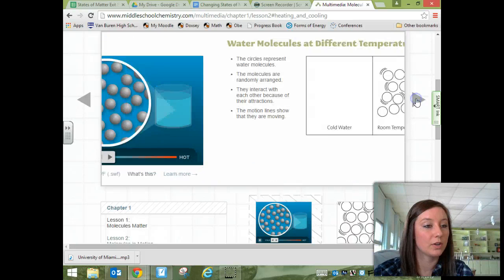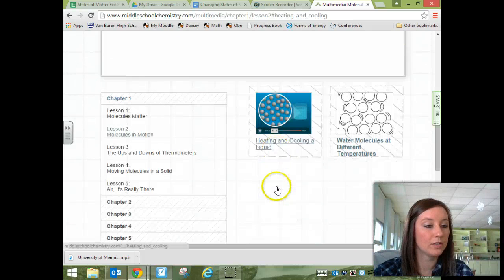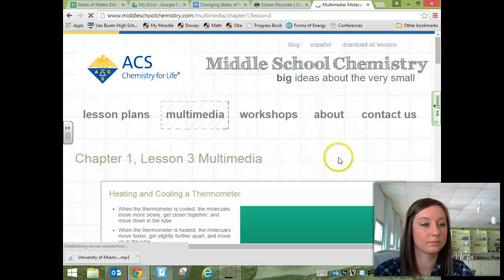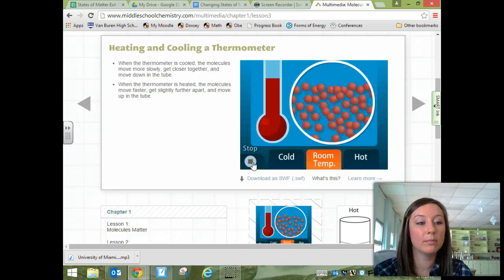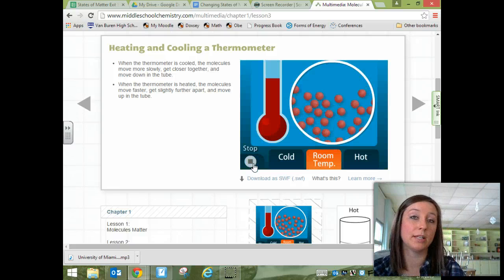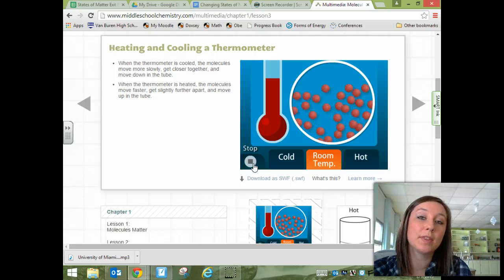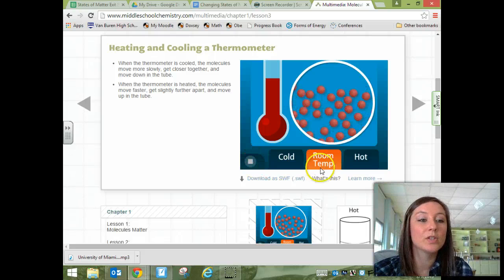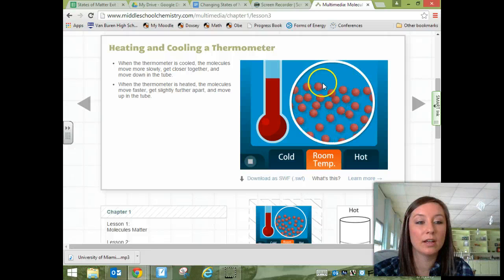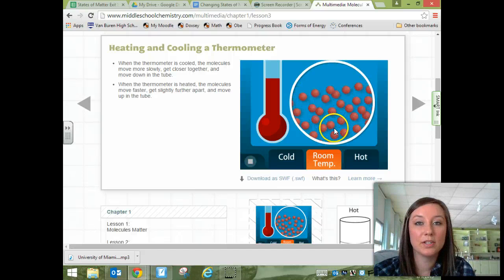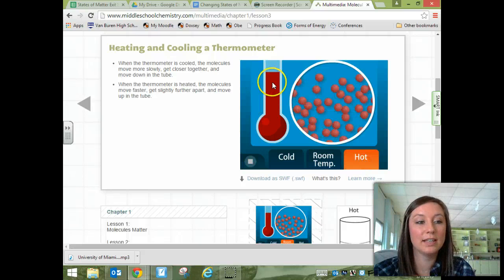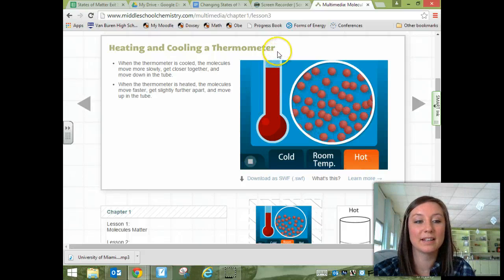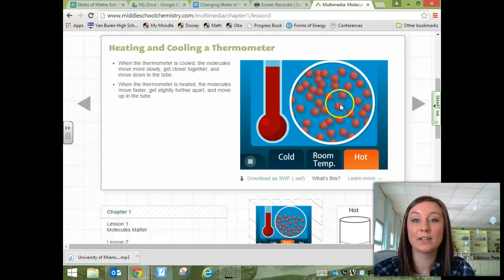The other thing that I want to show you has to do with thermometers. And so you can see the heating and cooling of a thermometer. Now, our thermometers used to be filled with mercury, but mercury is hazardous to us. So now it's actually filled with alcohol that is dyed red. So at room temperature, here are the particles in a liquid. As we put that thermometer into a substance that has a lot of thermal energy, it gets hotter. And so you can see that the liquid expands because the particles are moving faster and start to spread out a little bit more.